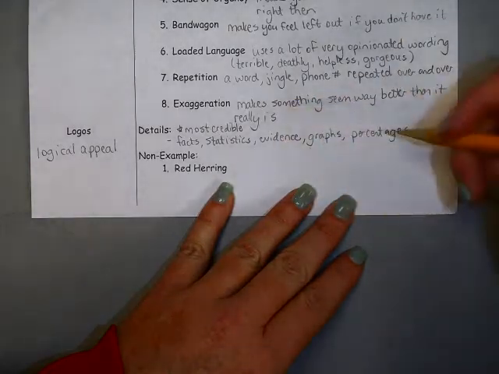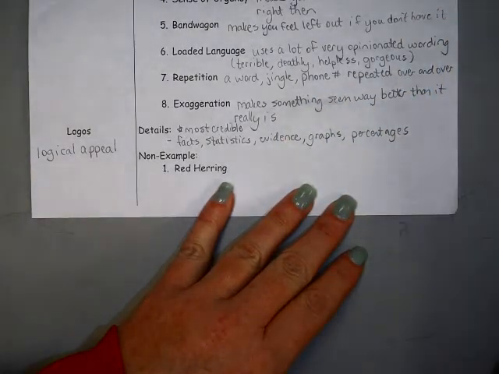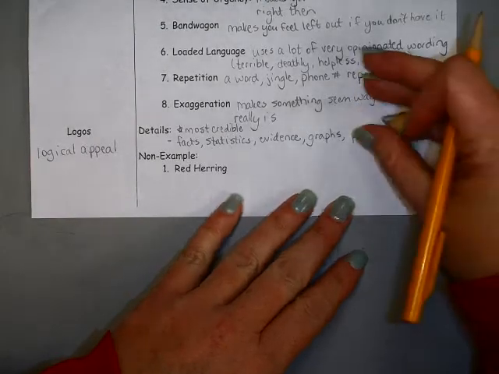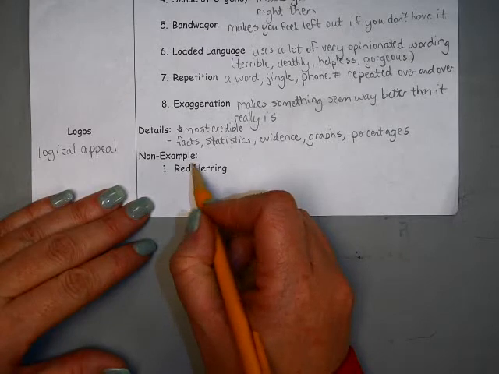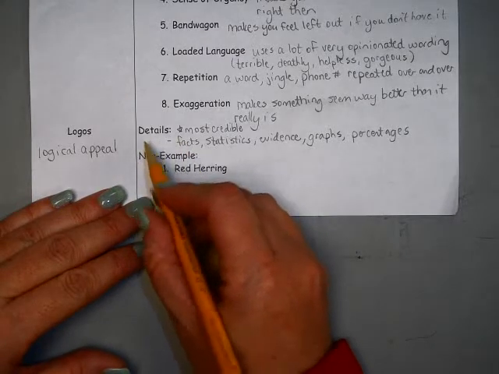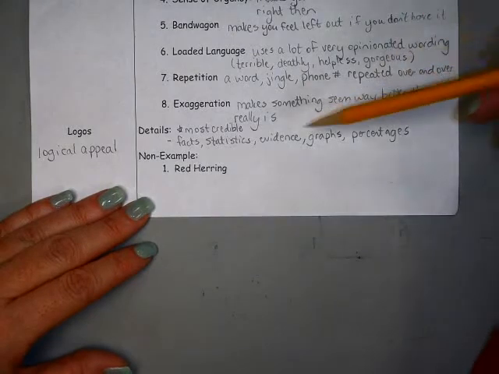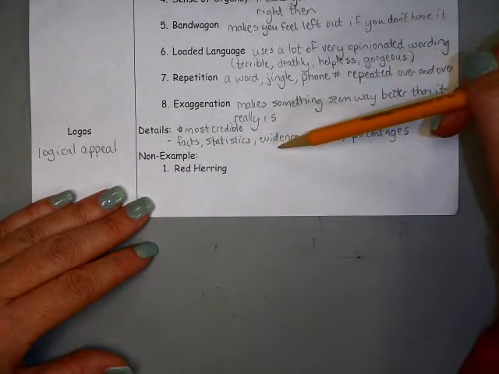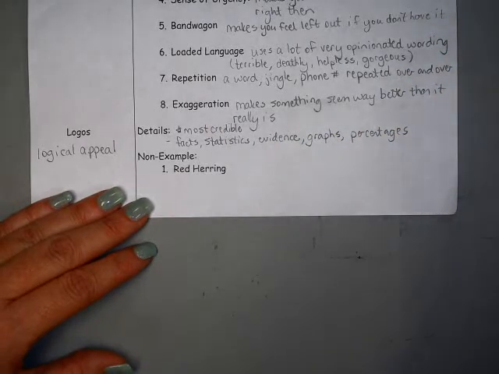It's just one that makes the most sense because they have the research to completely back it up. The last thing on the list is something called red herring. Now, red herring is a non-example of logos, so basically it's the opposite of logos. It's when somebody doesn't have enough information, they don't have enough facts to back up what they're claiming, and so they try to lead you on a false trail.